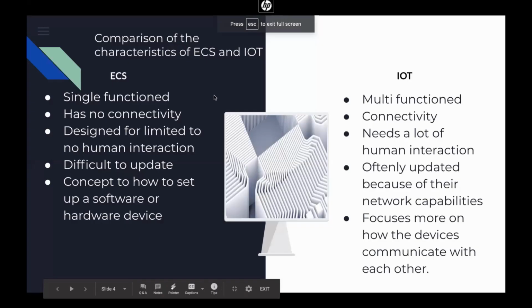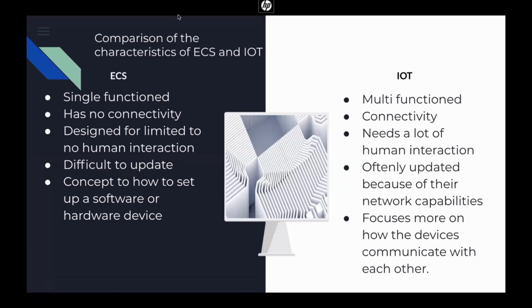So we're going to look at the comparisons of the characteristics of ECS and IoT. For the ECS, it's single function. That means its main purpose is just to perform a specific task. While an IoT is multifunction, meaning it's meant for many purposes, such that it can transmit data, store data, and whatnot.